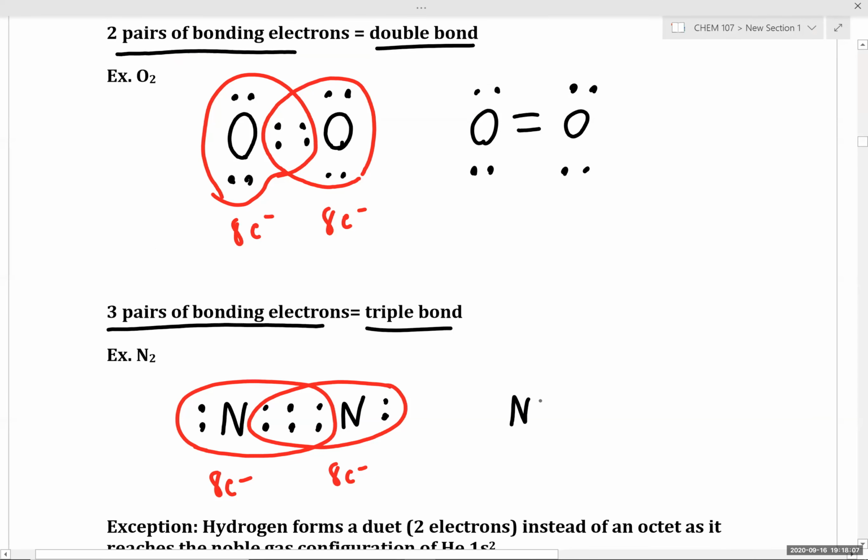We can also draw this structure like so. So we can represent pairs of shared electrons or a bond as a line.